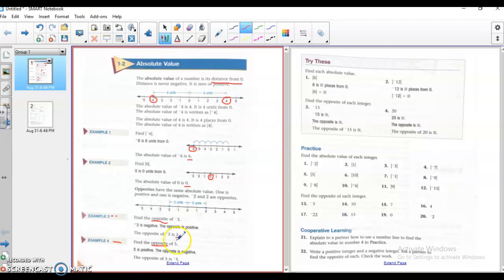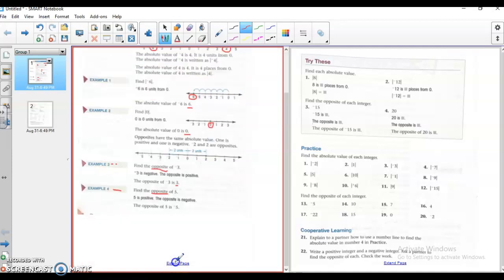Pretty simple again. Example number 4, find the opposite of 5. 5 is positive, so the opposite is a negative. So the opposite of 5 is -5. Okay?